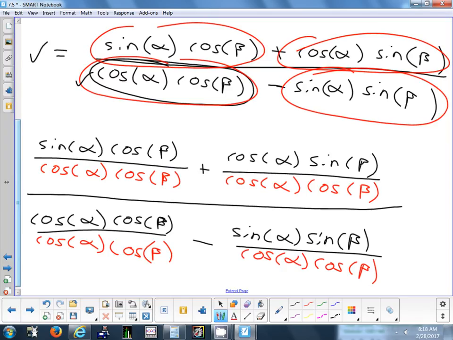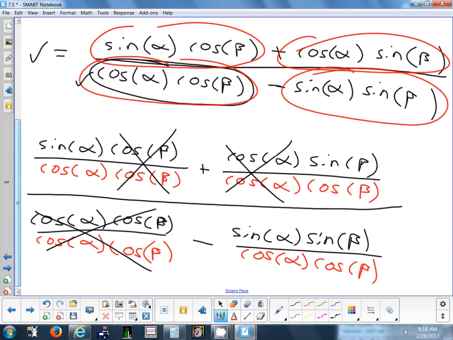Let's start crossing off everything that cancels out. Is there anything that cancels out in the upper left fraction? Yep, the cosine betas. How about in the upper right fraction? The lower left fraction? Everything turns into a 1. And the lower right fraction? Anyone see anything there? Nothing there.